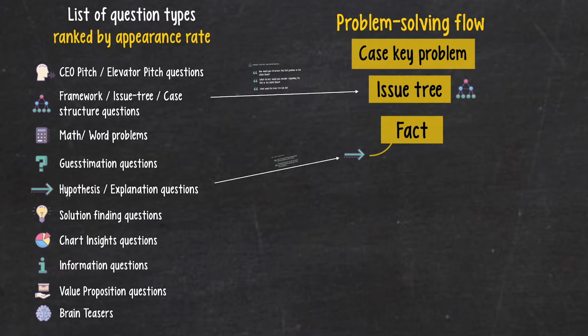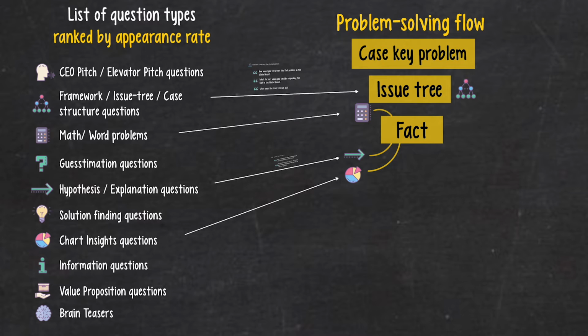Sometimes working with the fact itself can be challenging. Two question types focus on this. When the interviewer throws you a bunch of numbers and asks for some calculations, we have math or word problems. When you are specifically asked to draw insights or takeaways from those data, you are doing chart insights questions.